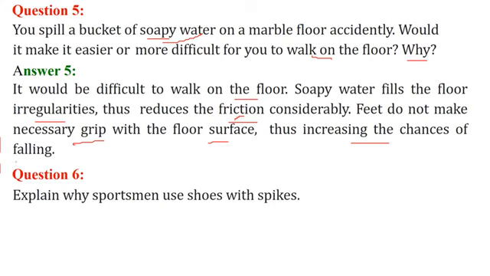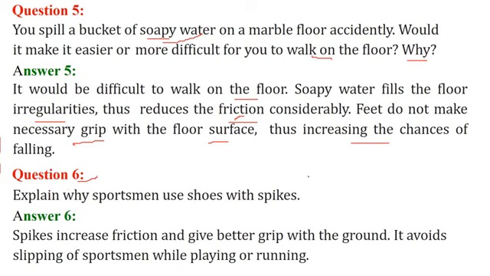So there is no necessary grip for the feet on the floor surface, and that will increase the chances of slipping or falling down. Now question number 6 is explain why sportsmen use shoes with spikes. See, if this is the bottom of the shoes, we have spikes. This is just because the players are always playing and running. If they have slippery or just plain shoes, then they will not be able to grip and they have a tendency to fall down. So spikes increase friction and give better grip with the ground.